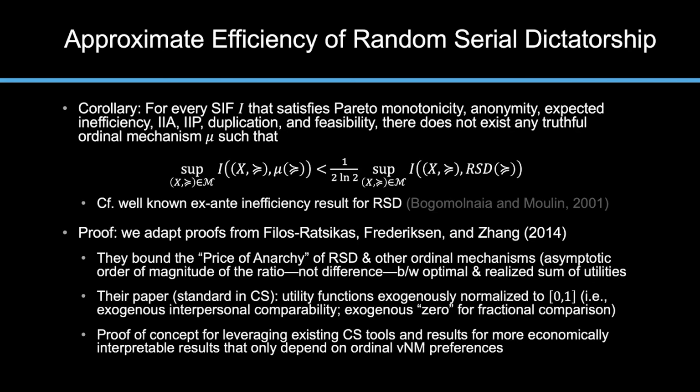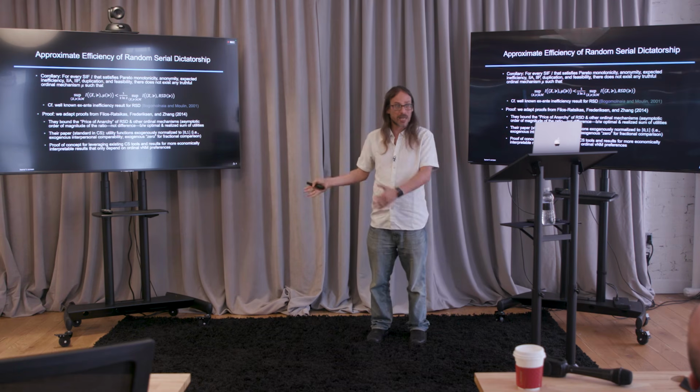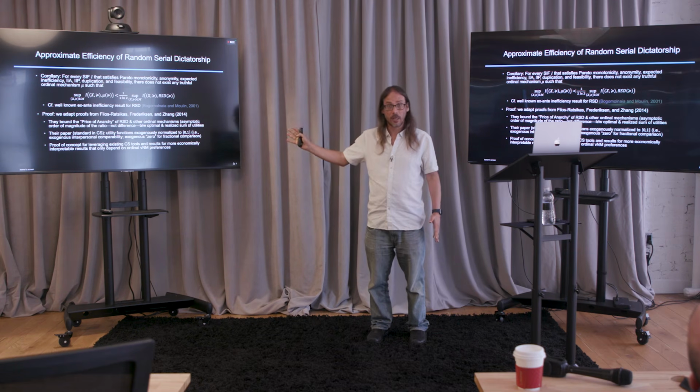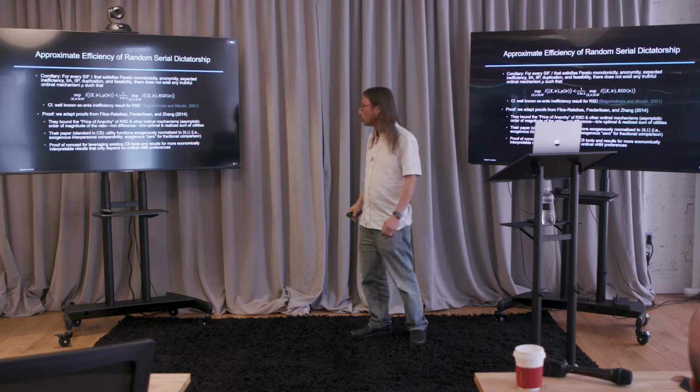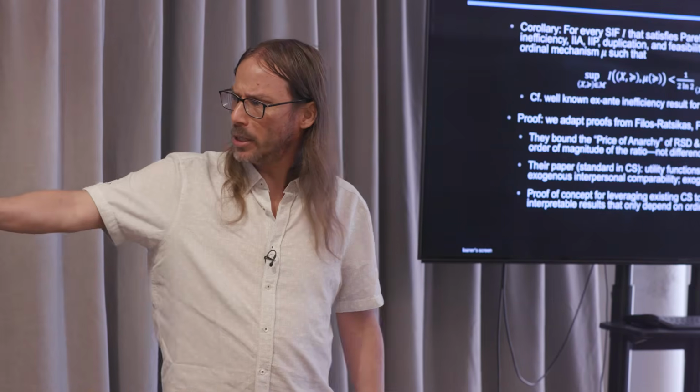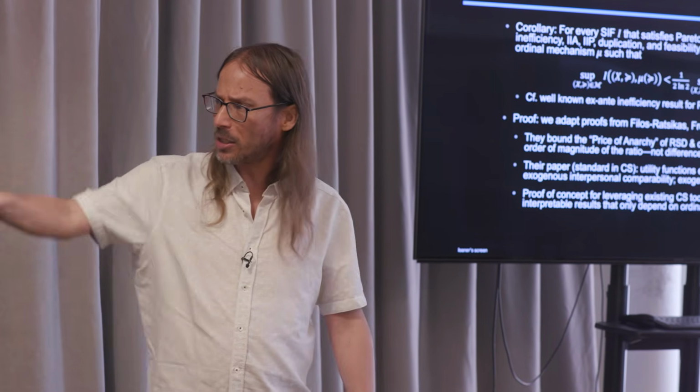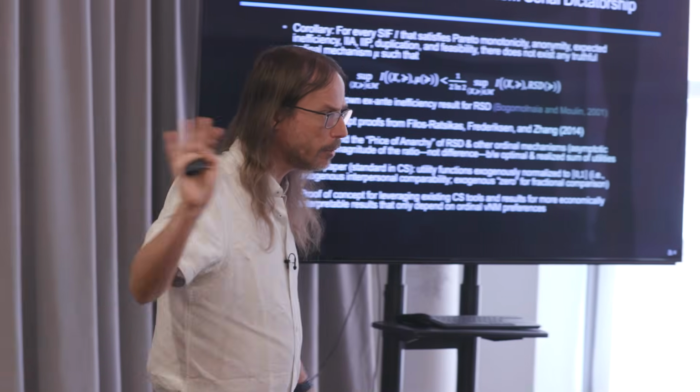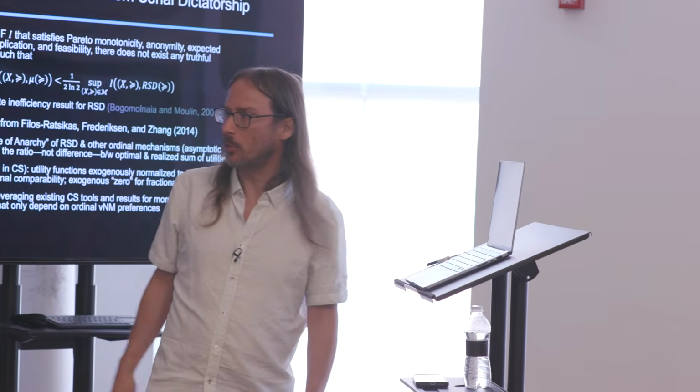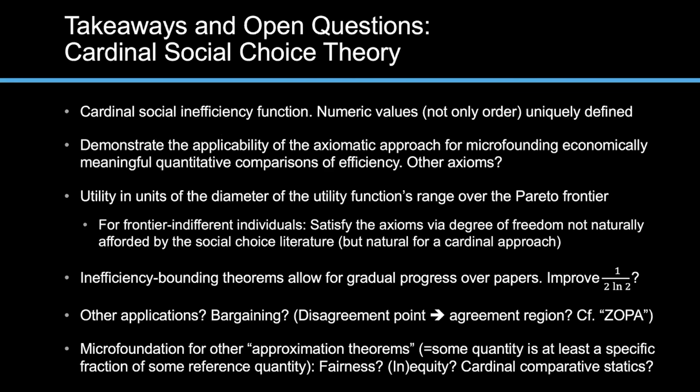So we think about this as also a proof of concept that price of anarchy results can be translated with not a lot of effort into results about our social inefficiency function. They do this with the assumption that utility functions are exogenously normalized to 0, 1. We make no assumptions about exogenous normalization. So what did we have here? We had a cardinal social inefficiency function. Its numeric values, not only the order, are uniquely defined. We demonstrate the applicability of the axiomatic approach for micro-founding economically meaningful quantitative comparisons of efficiency.